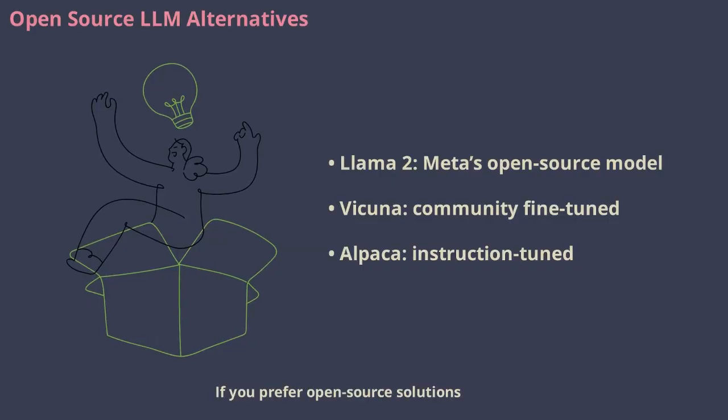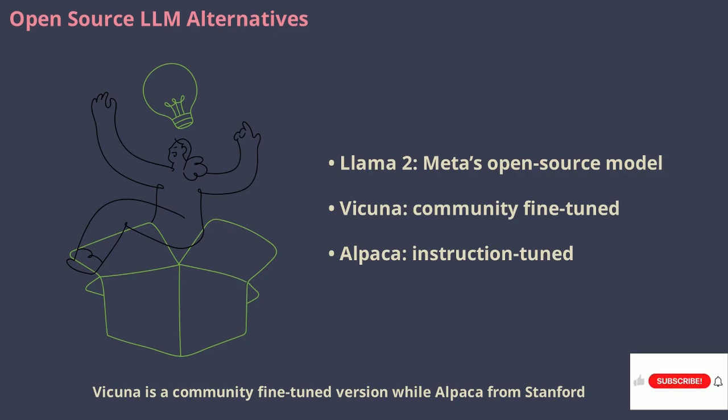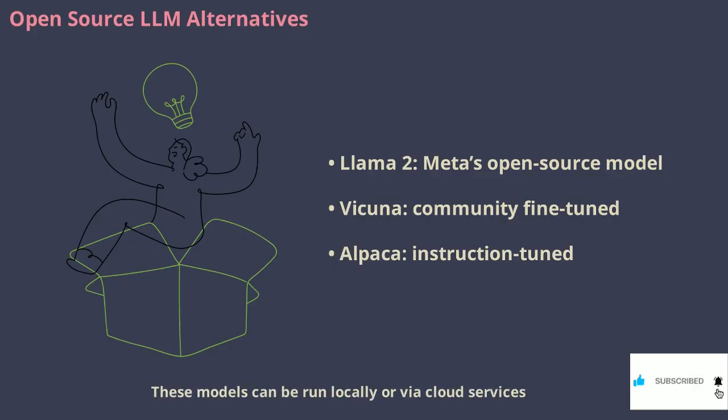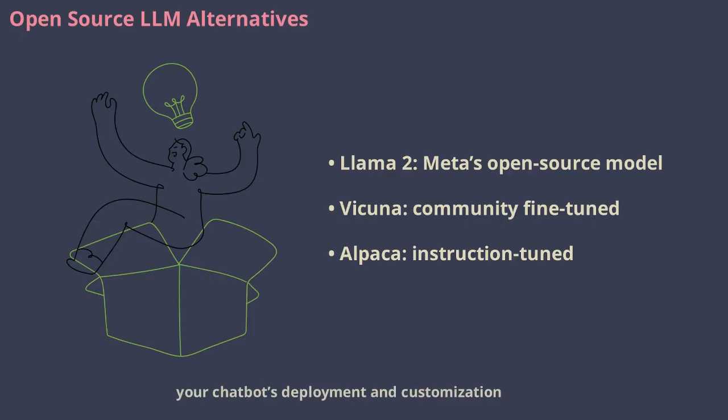If you prefer open-source solutions, there are several excellent LLMs to consider. Llama 2, developed by Meta, is a robust open-source model. Vicuna is a community fine-tuned version, while Alpaca, from Stanford, is instruction-tuned for better guidance. These models can be run locally or via cloud services, giving you more control over your chatbot's deployment and customization. Open-source LLMs are perfect for developers who want flexibility and the ability to experiment with different architectures.